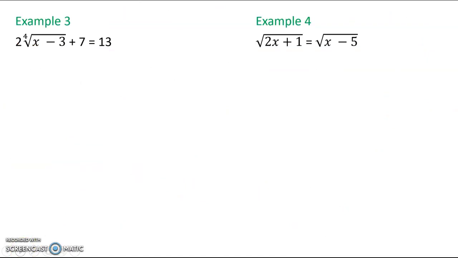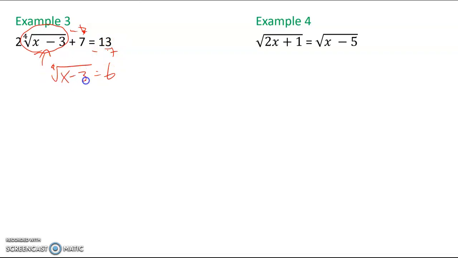We have example 3 in which we have our fourth root here. We have the fourth root of x minus 3. I'm going to circle just the root, not the numbers outside. And I see that I have a couple numbers outside that I need to get rid of. Again, I need to isolate this radical. So what I'm going to do is subtract the 7 on both sides. I'm going to get 13 minus 7 is equal to 6.